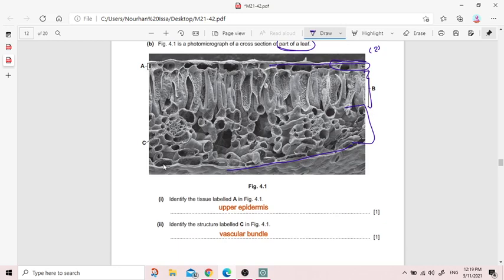Structure C. Here he circled a structure. It looks like a rounded structure, and it is at the level of the spongy layer. What structure is this? The vascular bundle, which contains the xylem and the phloem.